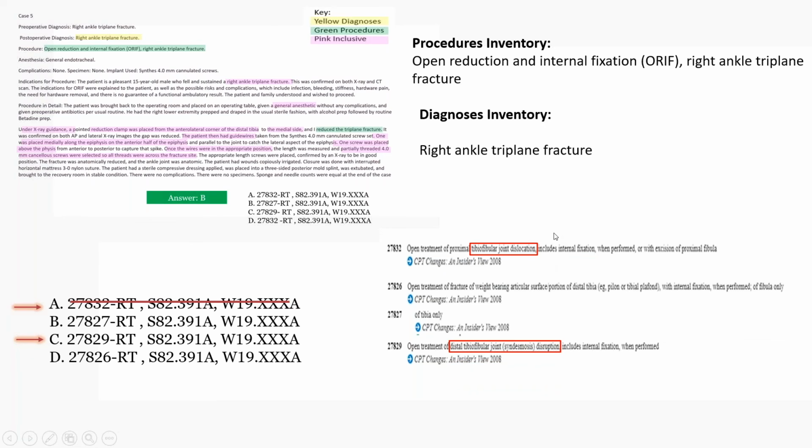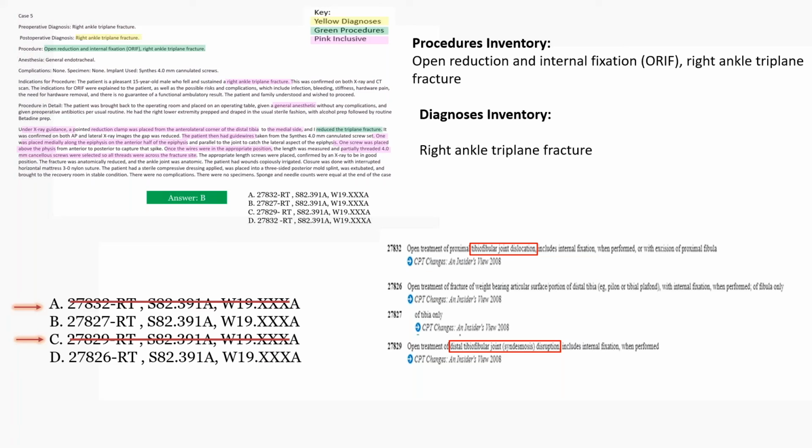Let's look at the next one, option C, 27829. This one is also coding for an open treatment of distal tibiofibular joint disruption. Once again, we are not treating disruptions. We are treating a fracture. So just from the code language, we can eliminate option C as well.